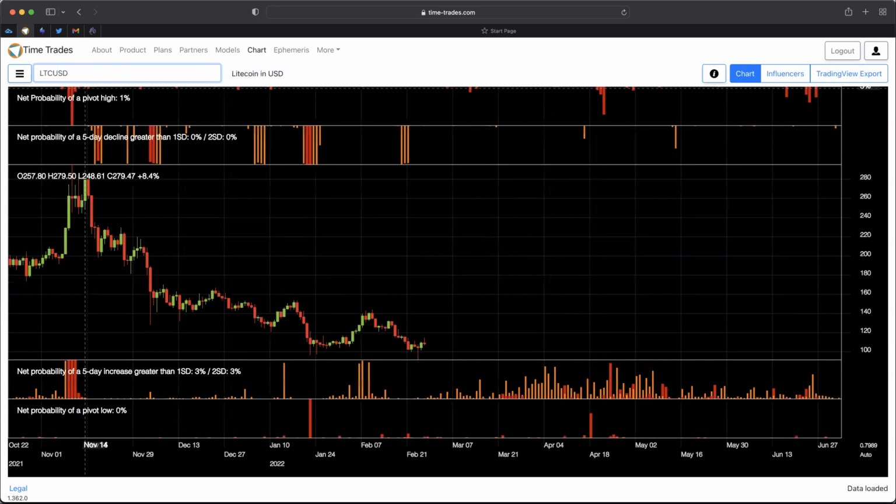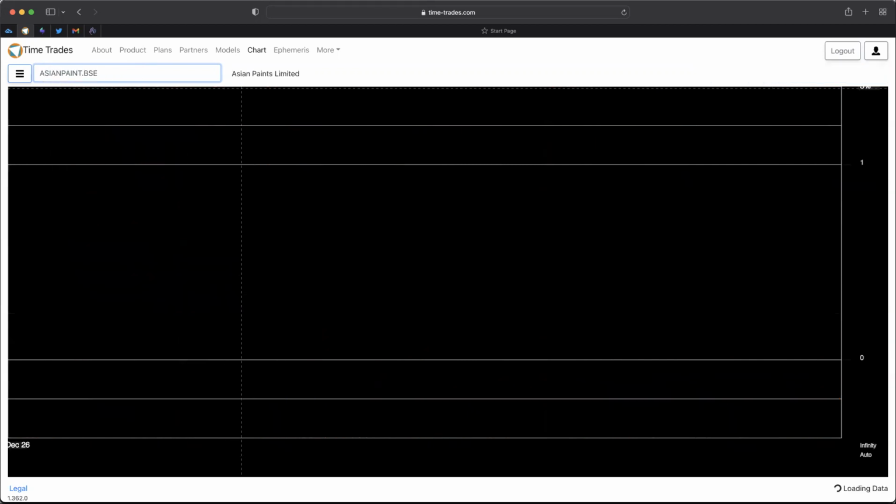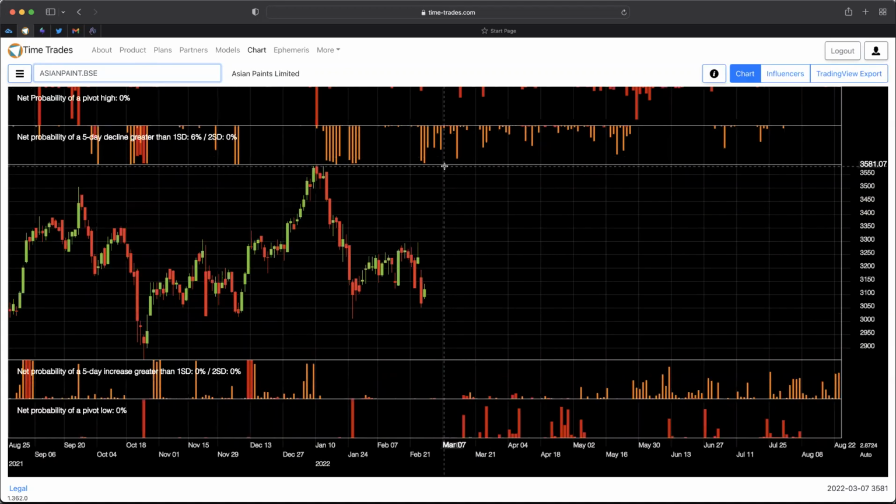And we'll take a quick look at Litecoin here. Litecoin, very similar to Ripple in that when it gets started in early March, it looks like it could run for a considerable amount of time. All right, now let's wrap things up with a quick view of Indian stocks. We can review a couple of the stocks that we've been looking at in prior weeks, starting with Asian Paints.